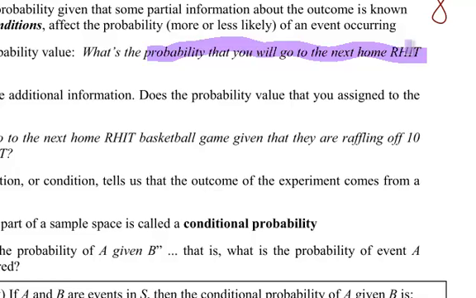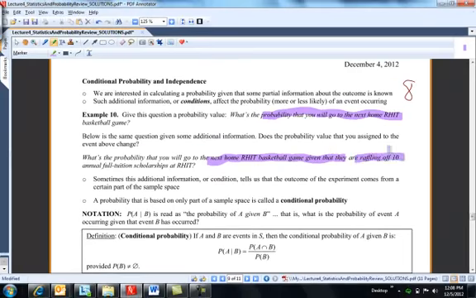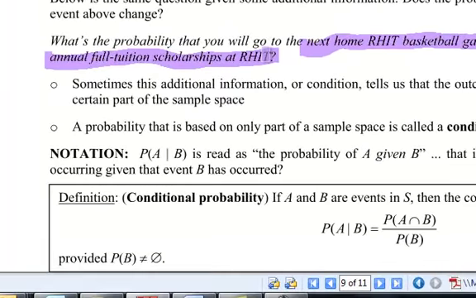But if I turn around and gave you a condition, I wonder if this would change. So, what's the probability you're going to go to the next Rose-Hulman basketball game given they're raffling off 10 full ride scholarships? If that condition changed your probability, well, first of all, there's dependence on the two events. If that information didn't change your probability, then we would say those two events are independent for you.